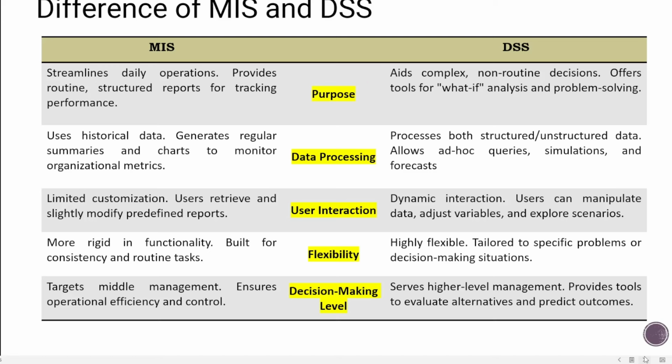While both MIS and DSS are integral parts of an organization's information systems infrastructure, MIS is more about providing routine, structured information for operational efficiency, whereas DSS focuses on aiding the complex decision-making process. Okay, so I hope it's clear.